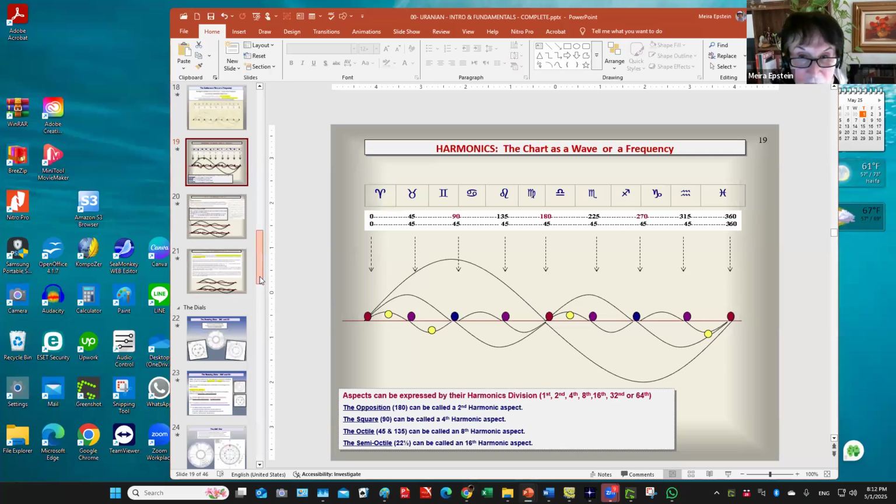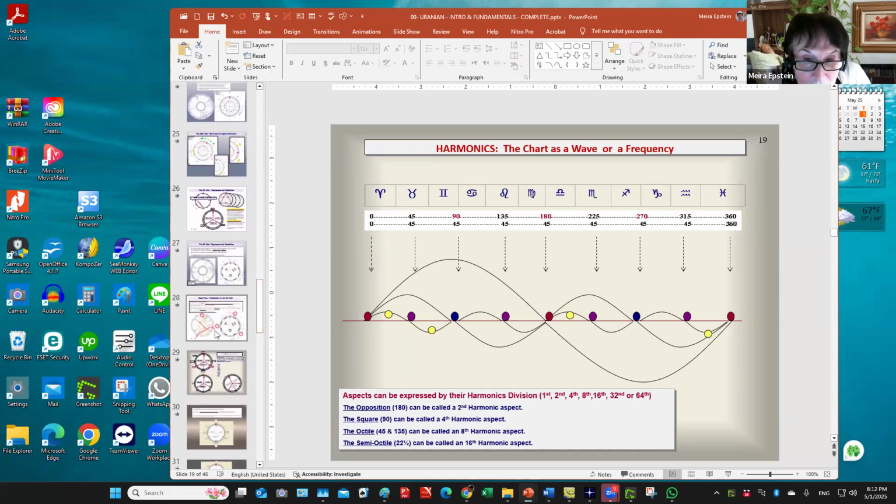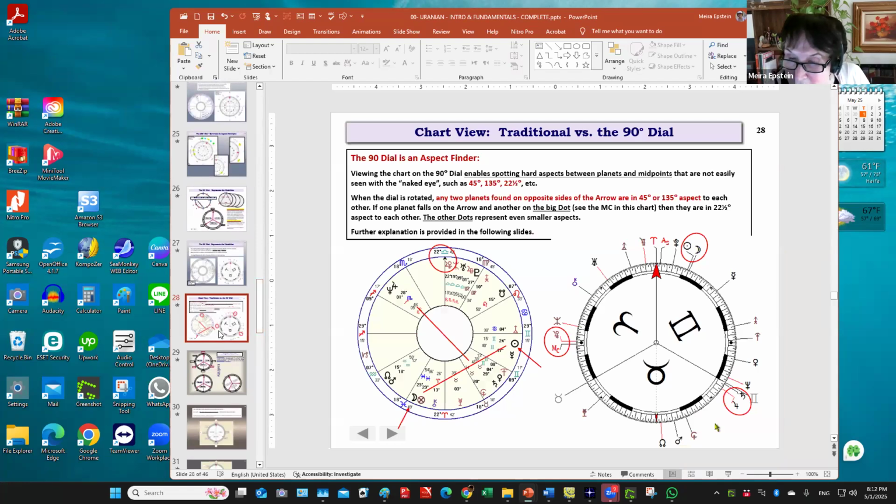So the 90-degree dial is a representation of a harmonics principle. Other than that, this is another example. We don't need to do that because we've seen it before. Or maybe I'll use this one. This is my original example.